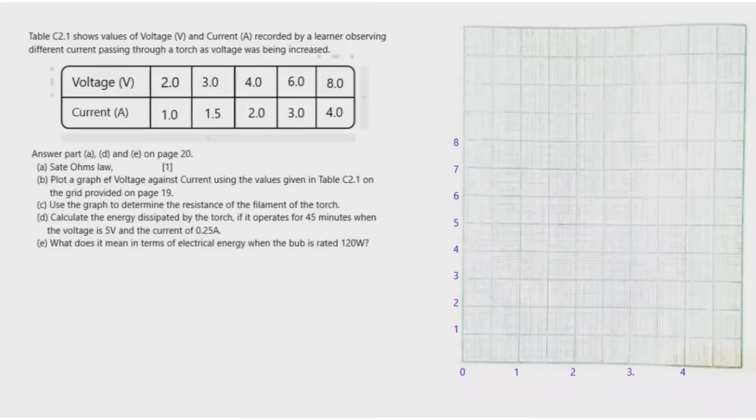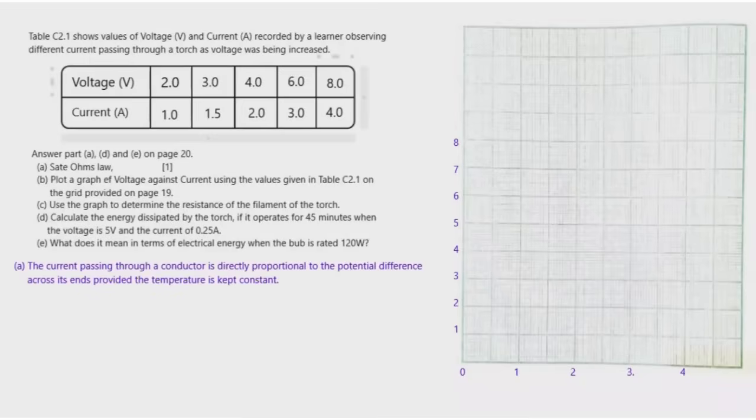Let's start with question 2A, which is: state Ohm's law. What does Ohm's law state? Ohm's law states that the current passing through a conductor is directly proportional to the potential difference across its ends, provided the temperature is kept constant. That is what Ohm's law states.